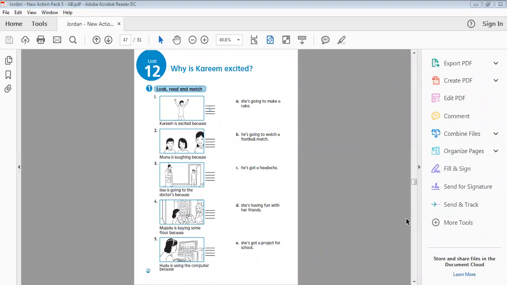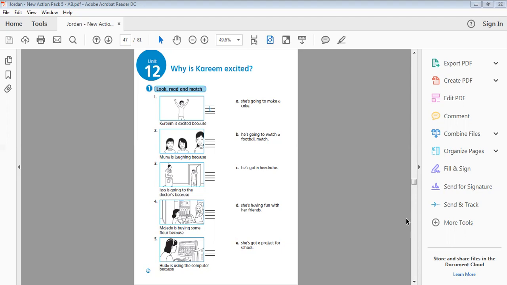Today, inshallah, we talk about Unit 12, Activity Book, page 46. Why is Karim excited? Exercise 1. Look, read, and match. We have 5 pictures and we have 5 sentences. You have to match the suitable picture with the suitable sentence, okay? To complete the first sentence.